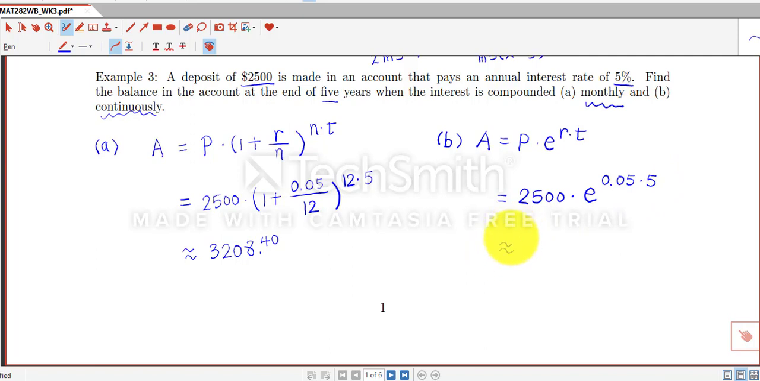Now use a calculator. Do you expect this number to be bigger or smaller than $3,208.40? That's right, the number should be bigger. We should get $3,210.06. Now notice that even though we compound continuously, the interest didn't grow that much more. Compare these two numbers. They are just about a $2 difference.